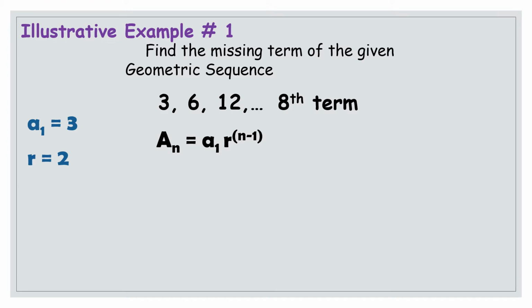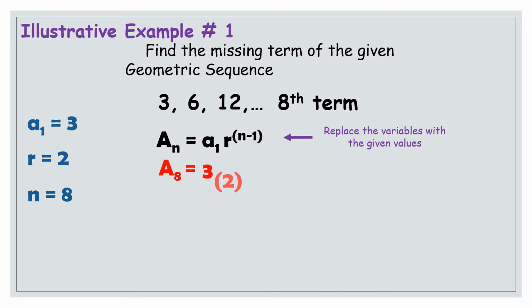Then we have n is equal to 8, because we are looking for the 8th term of our geometric sequence. So after this, we replace the variables with the given value. So a sub n is equal to a sub 8. A sub 1 will become 3. Then r will become 2. And n will become 8. So we now have a sub 8 is equal to 3 times 2 raised to 8 minus 1.